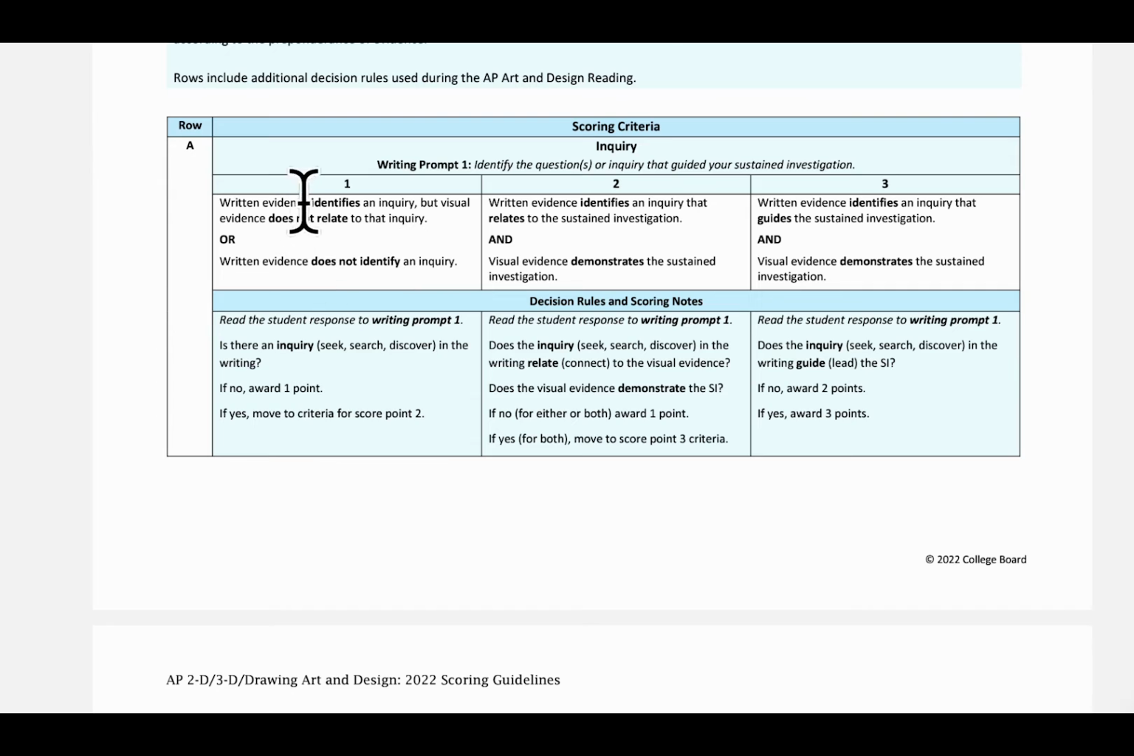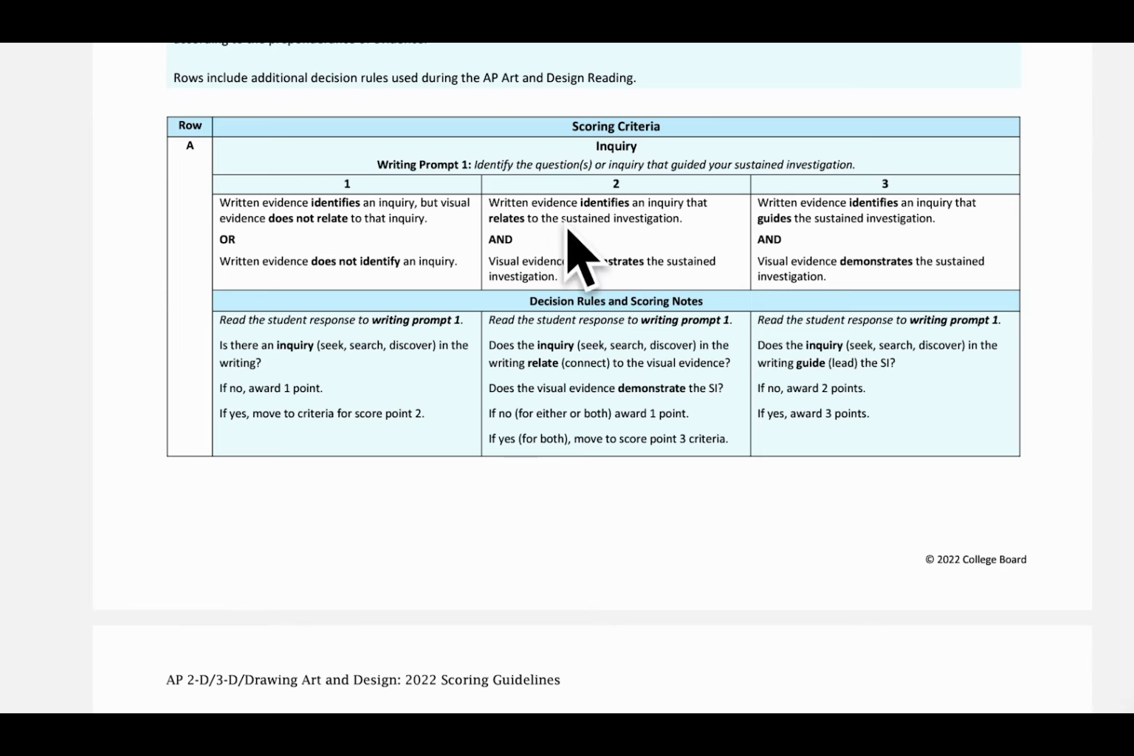So let's break these down. We got a 1, 2, and a 3. In this first section, they're going to be judging inquiry. And so for the student who got a 1, it says written evidence identifies an inquiry. So you did say what it was that you thought your theme was going to be about. But the visual evidence, as in your art pieces, doesn't relate to that inquiry. They don't make sense at all. Like, these two things do not go together. Your justification isn't lining up, and your art pieces feel kind of unrelated to what you're writing.